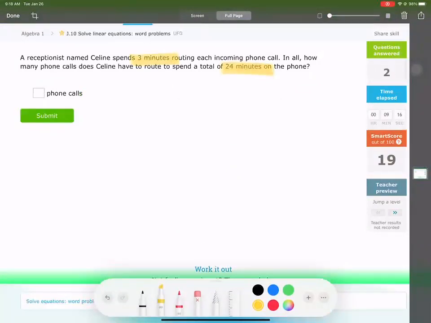We know we spend 3 minutes per phone call, and we spend a total of 24 minutes. And the question here is, how many phone calls? Let's first write our algebraic equation. We said we spend 3 minutes per routing a phone call. I'll use the letter C for calls, so C is for calls. And we're going to say T is our total number of minutes.